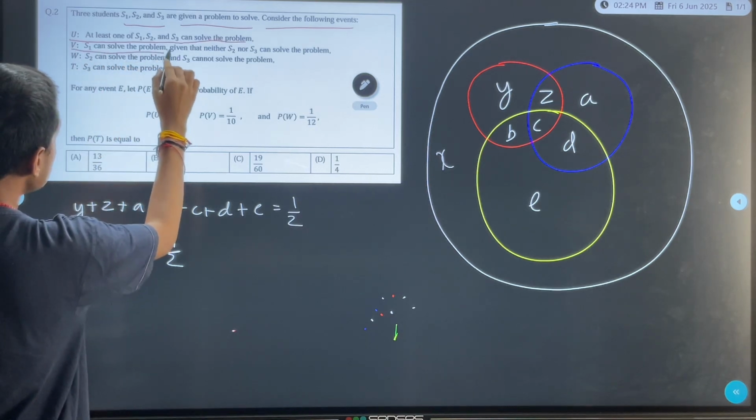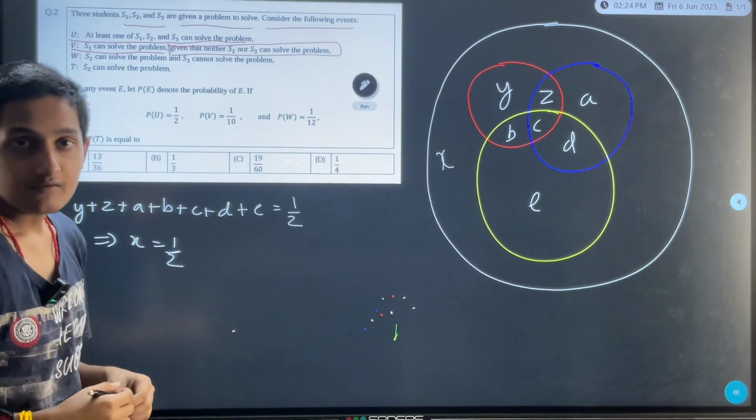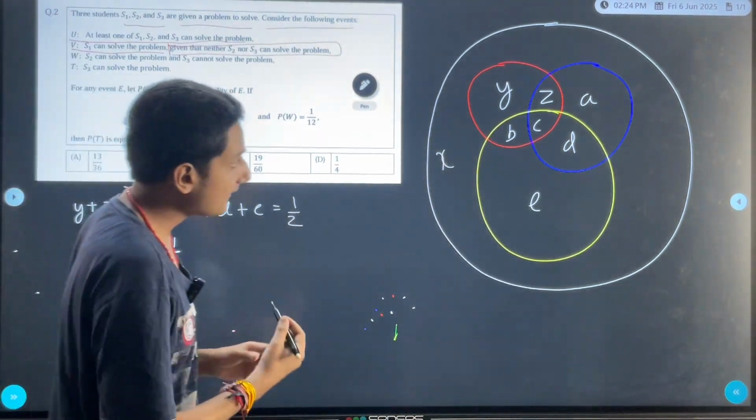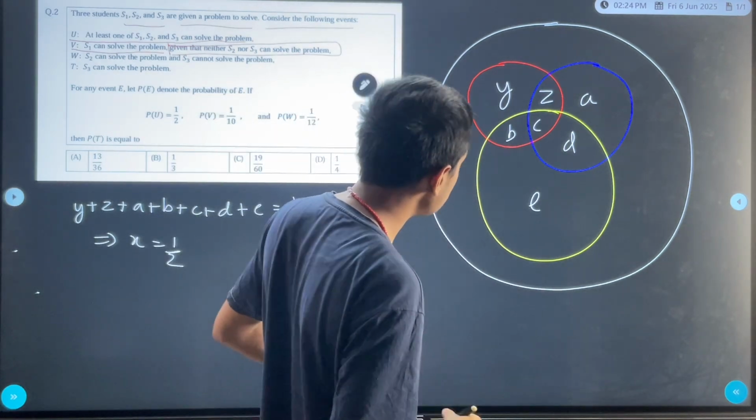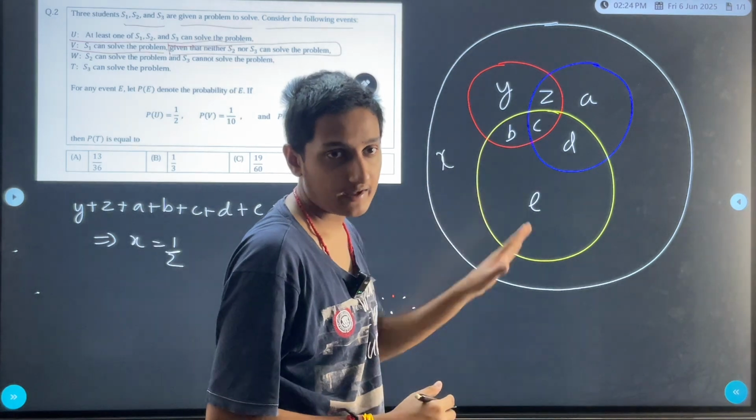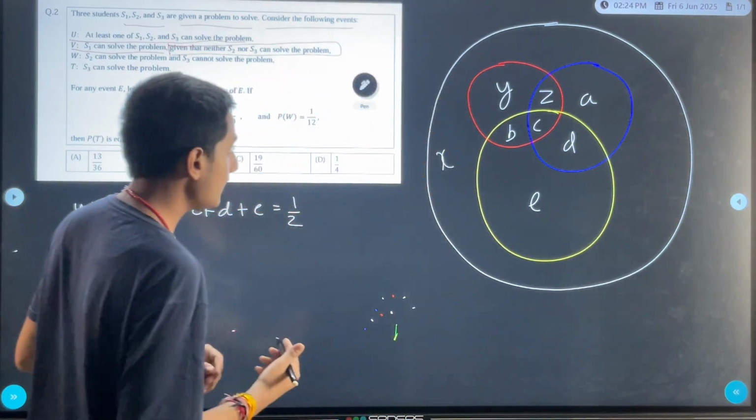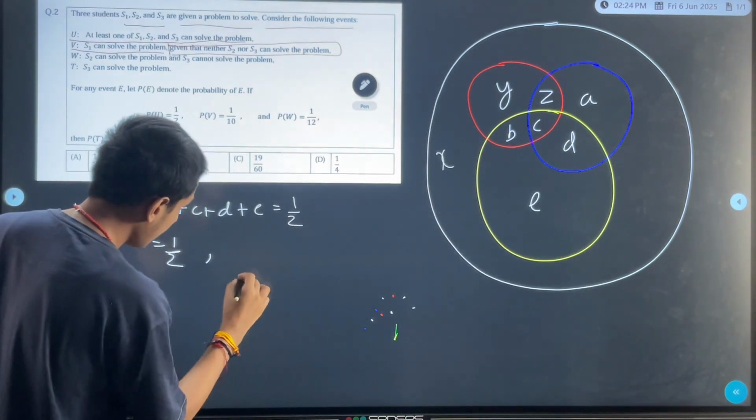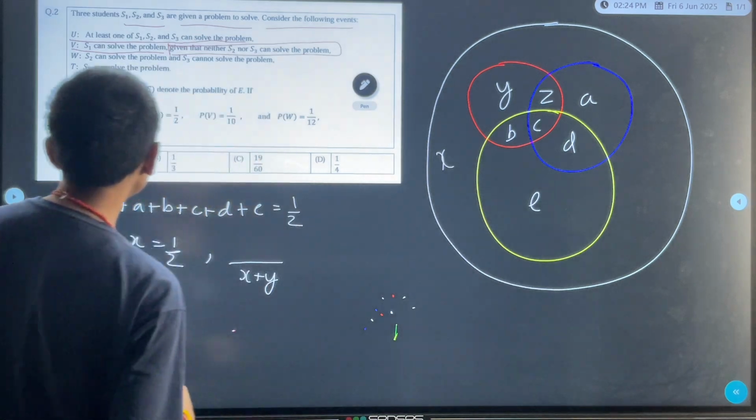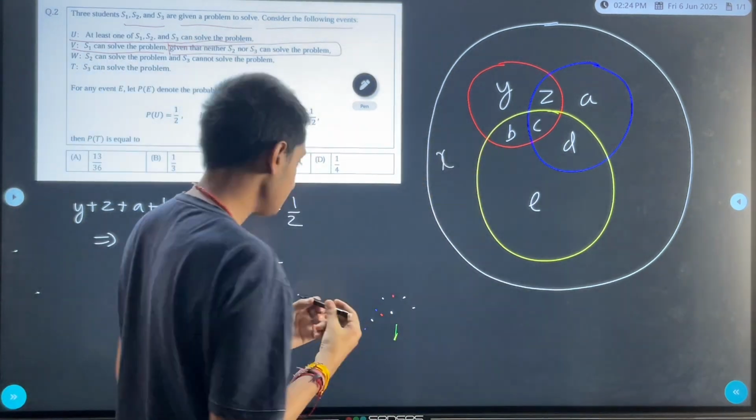Alright. Next, let's look at the event V. S1 can solve the problem given that neither S2 nor S3 can solve the problem. This is where we need to apply conditional probability. Alright, it's given neither S2 nor S3 can solve the problem. So anything enclosed within the blue and yellow circles must be excluded out of our probability. Hence, we only need to consider X and Y. So we can write X and Y in the denominator, and we need the region where S1 can solve the problem, which is only Y.